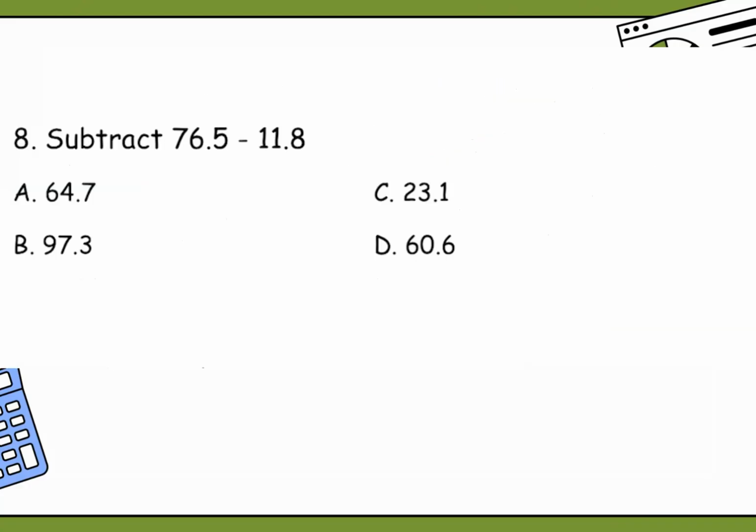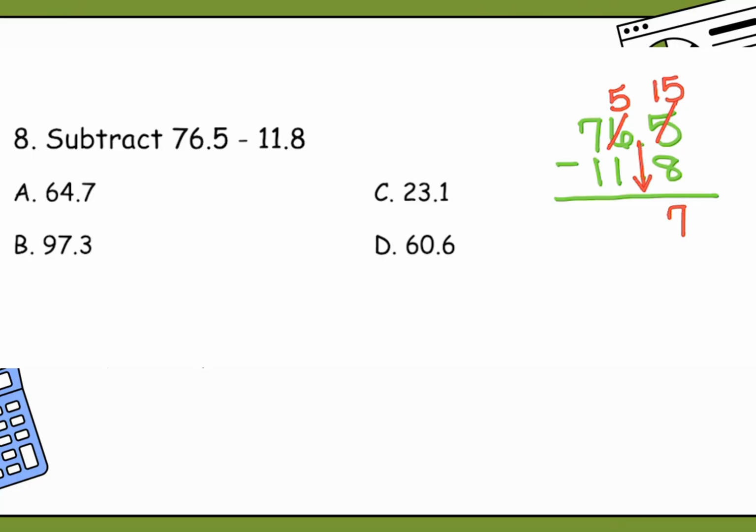Question number 8, we want to subtract 11 and 8/10 away from 76 and 5/10. So the first thing that we need to do is to make sure that we line up those decimal points. Now we have 5 minus 8, but we can't do that, so we have to borrow from the 6 and make that 5, which turns our 5 into a 15. 15 minus 8 is 7.